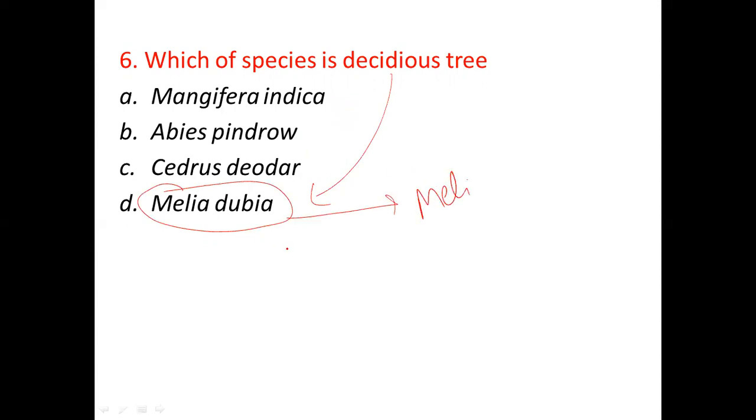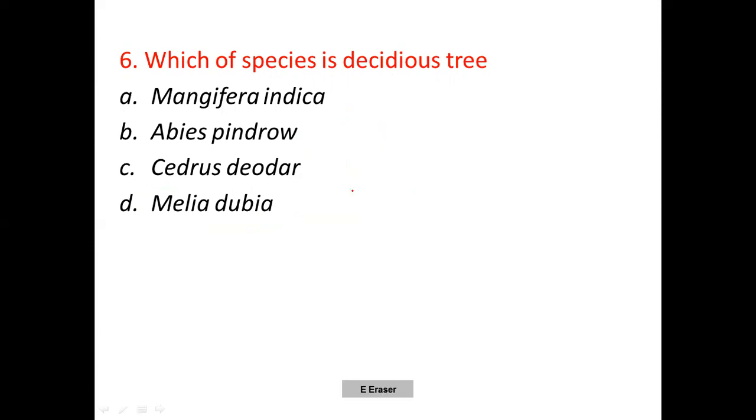In that, the leaves will be shed in a particular season. The plant will be leafless in that particular season, generally between December and February. That's what is called a deciduous tree. This is a deciduous tree, so the answer is D here.